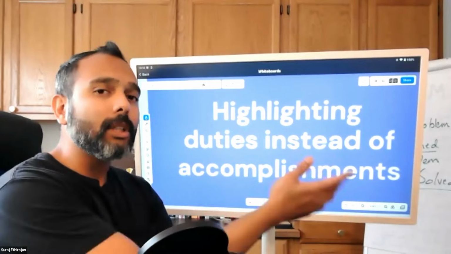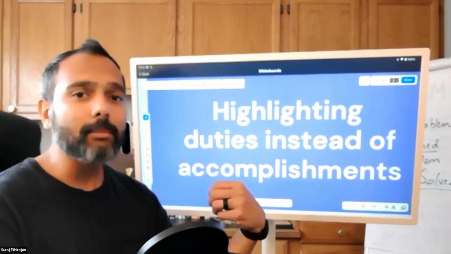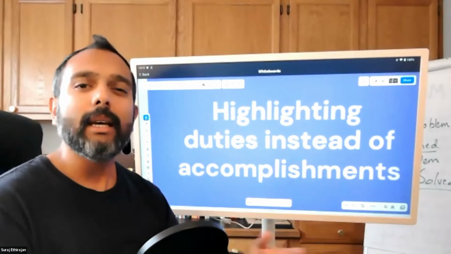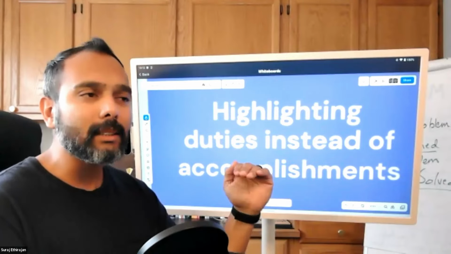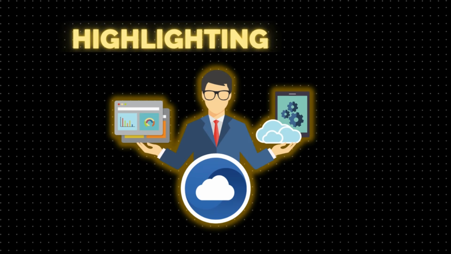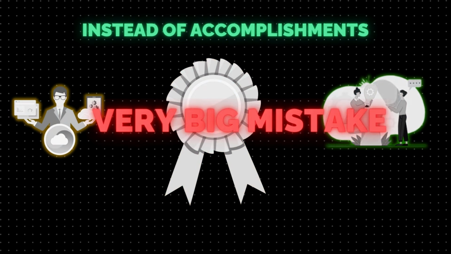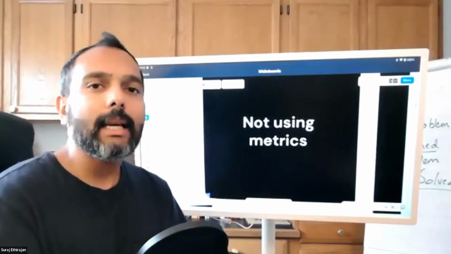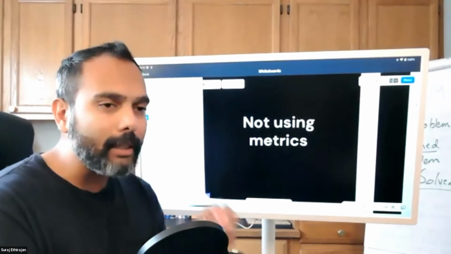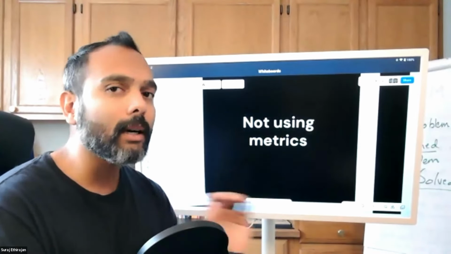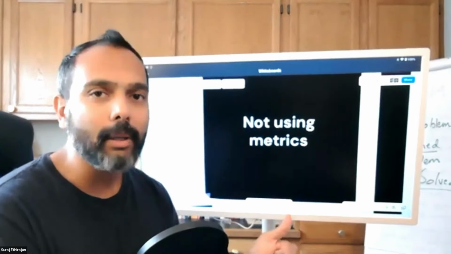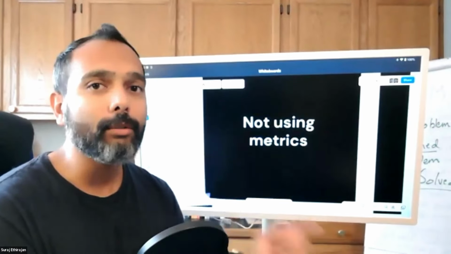Did it merge into the branch more easily? Did it come with 20% fewer errors? Things of that nature. Even that is a mid-tier accomplishment. I want people to understand that highlighting duties instead of accomplishments is a very big mistake. Not using metrics makes things enigmatic. And I think this is a very brilliant thing for us to do, regardless of if you're updating a resume, regardless of if you're looking for a new job.